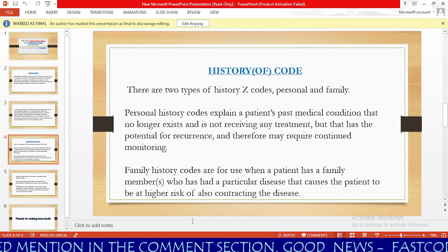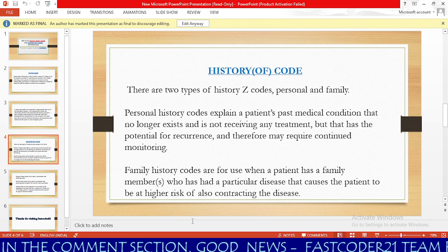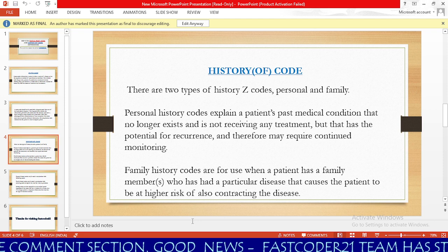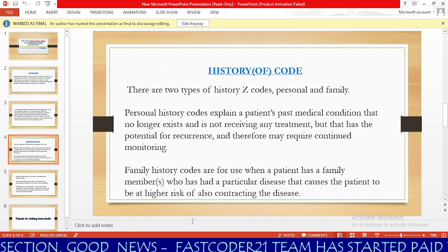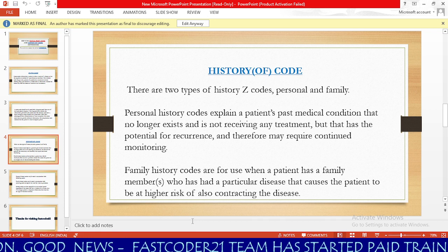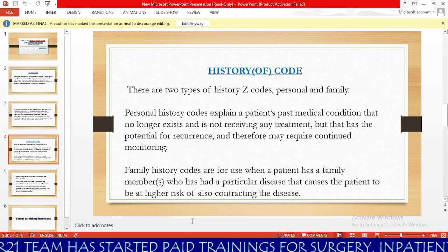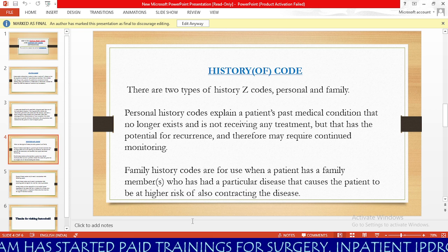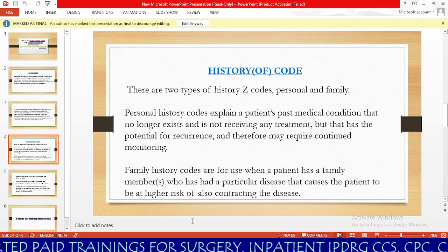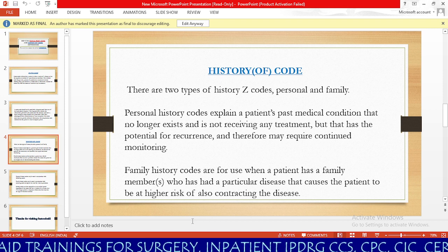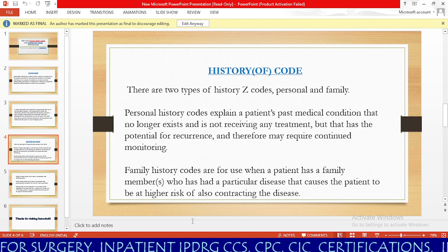So for example, the patient had prostate cancer and he had undergone the treatment. So for the next visit, as there is a chance of recurrence, the patient will come to the physician in order to check whether the cancer has recurred or not. So here we need to code Z08 as the completed treatment for the malignancy, and also we need to code the history code, which is Z85.46 for prostate cancer.